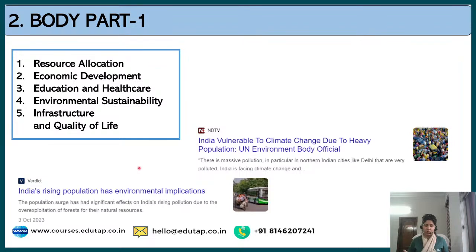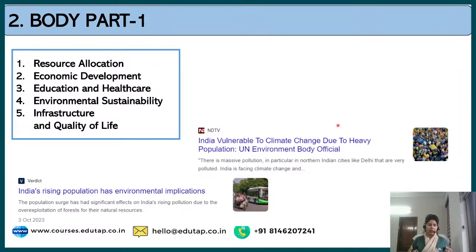All right. So the next headline here is that India is more vulnerable to climate change because of heavy population, due to very high population density. So both of these things are related. Overpopulation causes environmental implications, and environmental implications make a country that is very overly populated more susceptible to climate change or things like that. So environmental sustainability can be tackled with these population control measures.